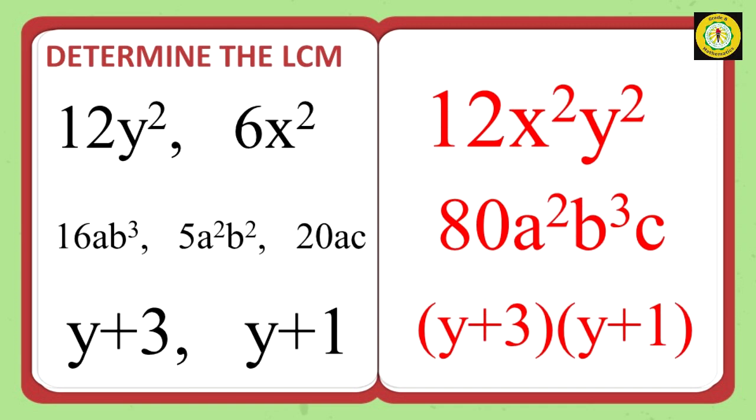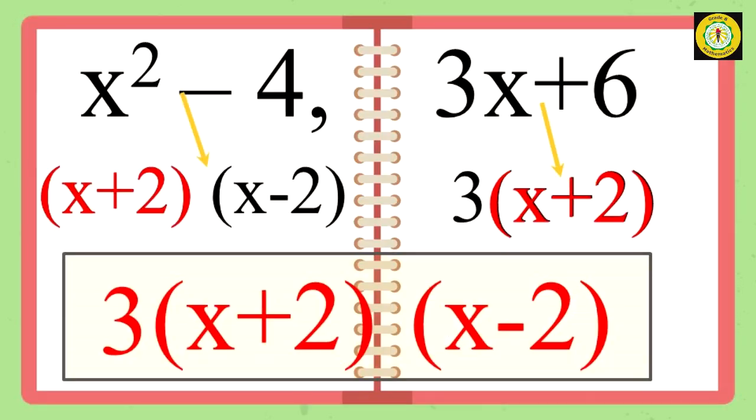y plus 3 and y plus 1 is the quantity of y plus 3, the quantity of y plus 1. Next, given x squared minus 4 and 3x plus 6. Get the factors of each. Then, the answer is 3 times the quantity of x plus 2 and x minus 2.